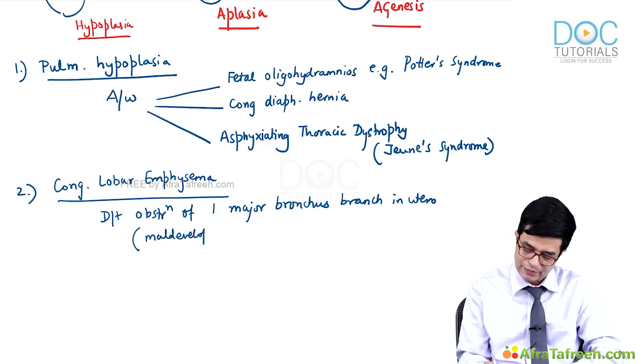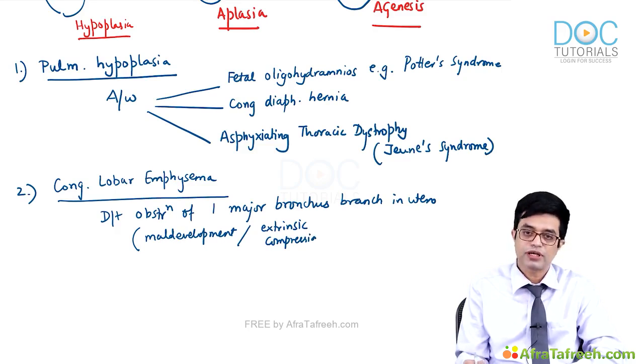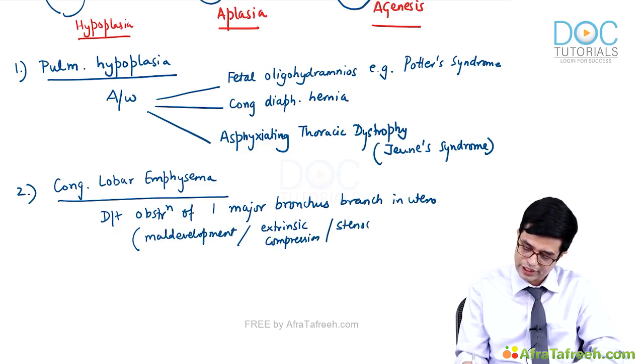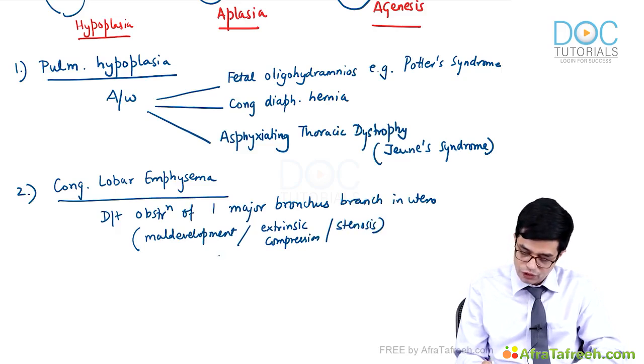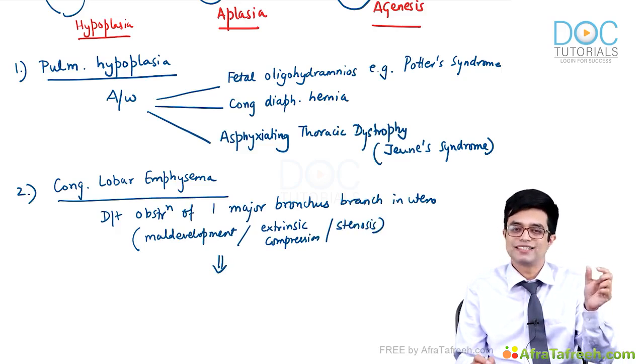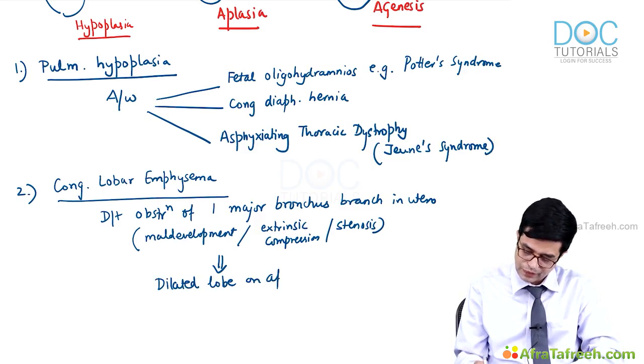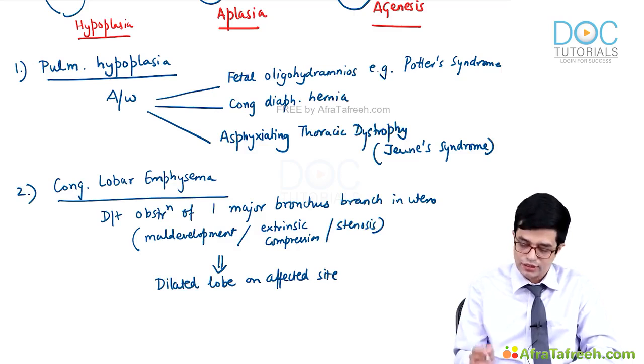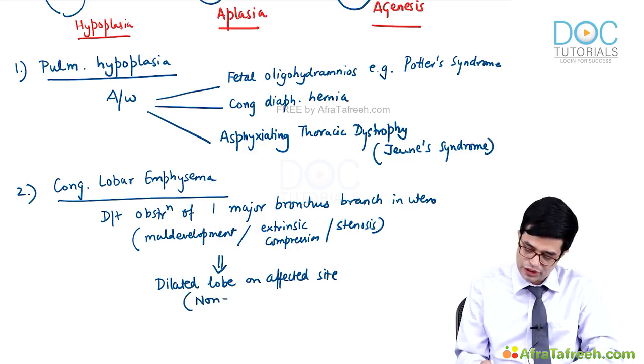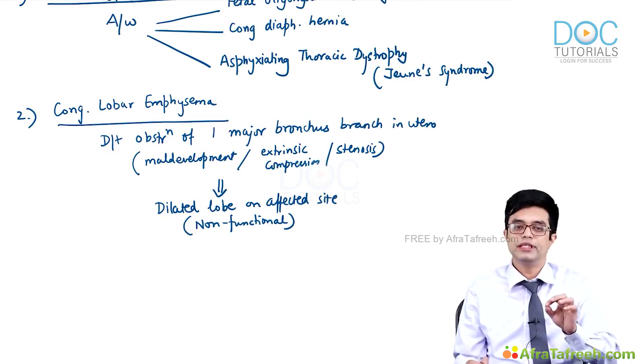It may get obstructed due to extrinsic compression. It may get compressed or obstructed due to stenosis or kinking. What it will do is, because that part of the bronchus is now obstructed, there will be a dilated lobe on the affected side. But since the disease occurred in utero, its development will be abnormal. It will produce a non-functional dilated lobe on the affected side.